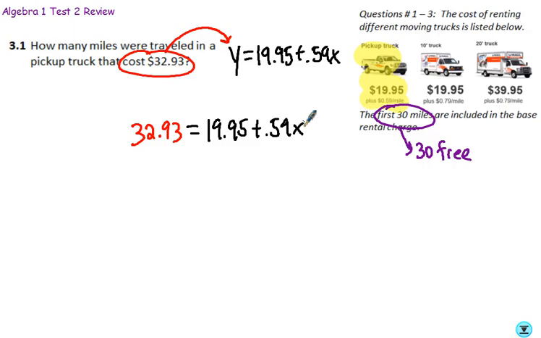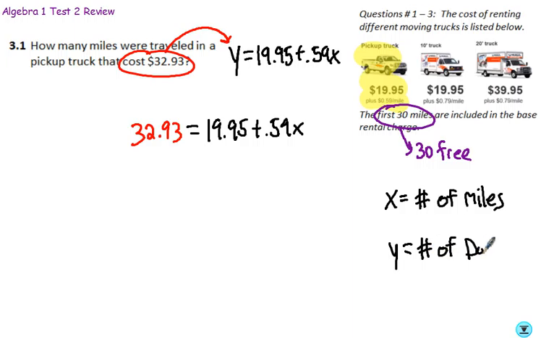And again, x represents number of miles. And by the way, a variable always represents number of and then something, right? So it's always number of, and then in this case we could say number of dollars, which another way to say that is just the cost. Alright, so we're actually solving for x because it says how many miles. So if it says how many miles, what that's saying is to solve for x.